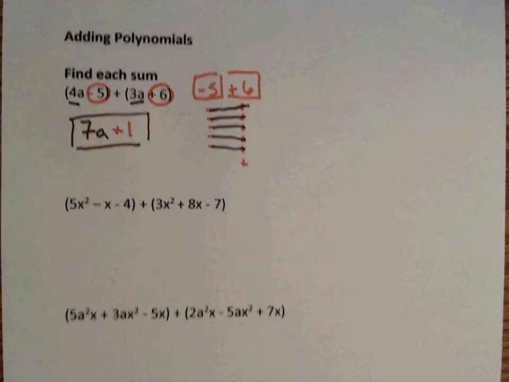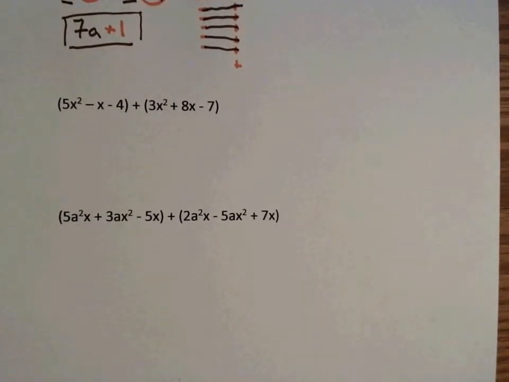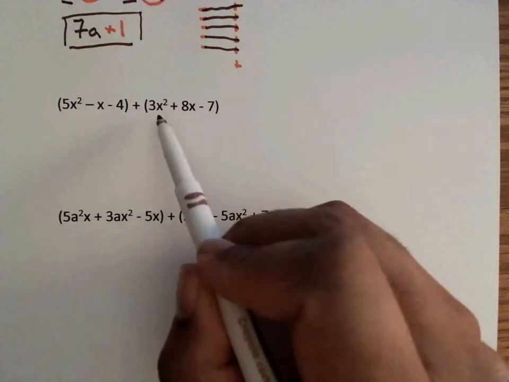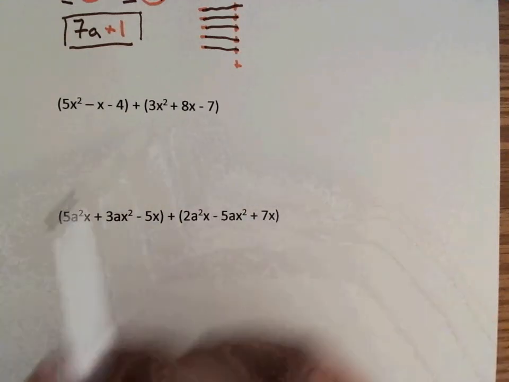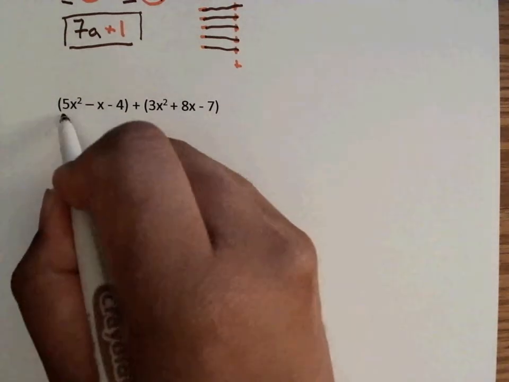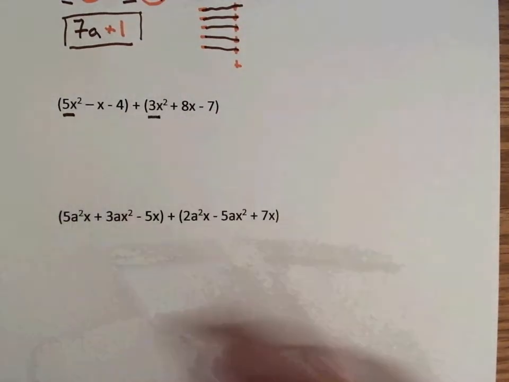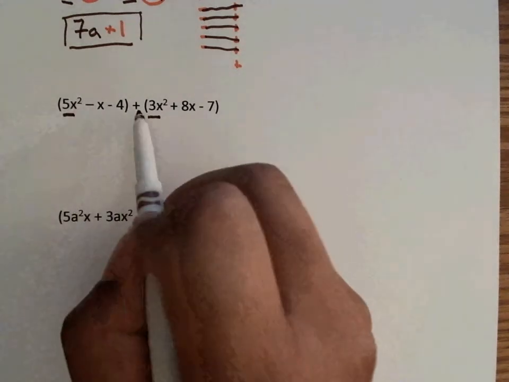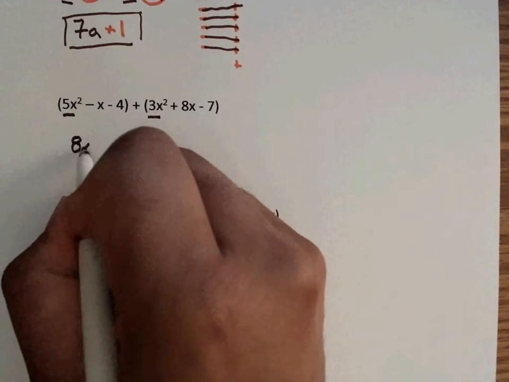So let's look at the second one. For the second one, we have 5x squared minus x minus 4 plus 3x squared plus 8x minus 7. So again, I'm just going to start with the highest exponent, which is the 2, because we always want to lead with that. So this is an easy one. We have 5x squared plus 3x squared. We all know 5 plus 3 is 8.